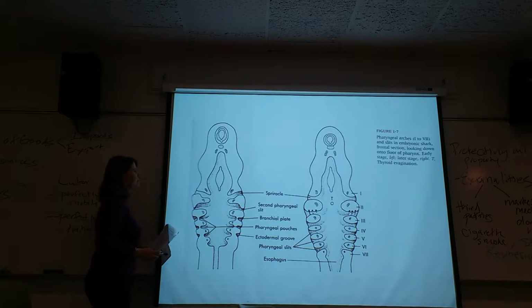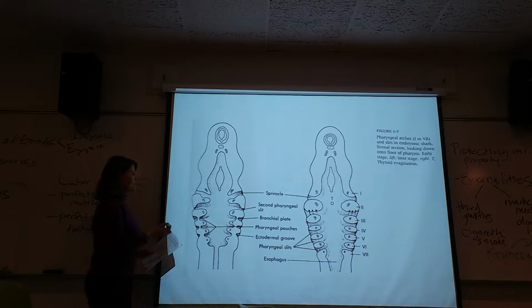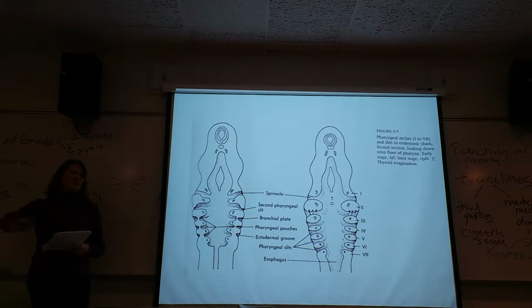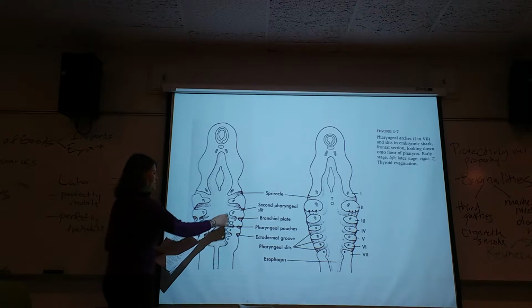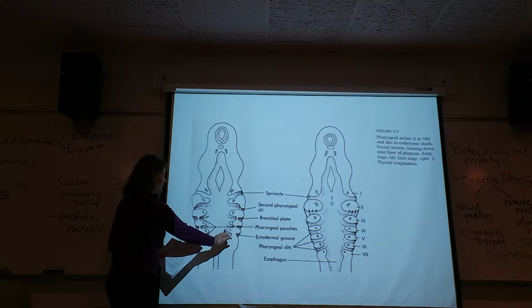I believe it's a frontal cut. So dorsal would be facing out toward you and ventral is facing into the page. So it's sort of like a frontal slice through the head. And you can see here are these pouches. So the pharyngeal pouches are outpocketings like this.